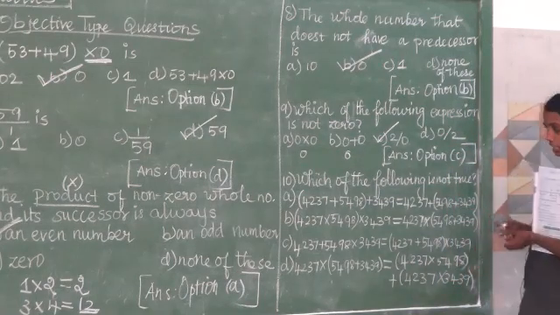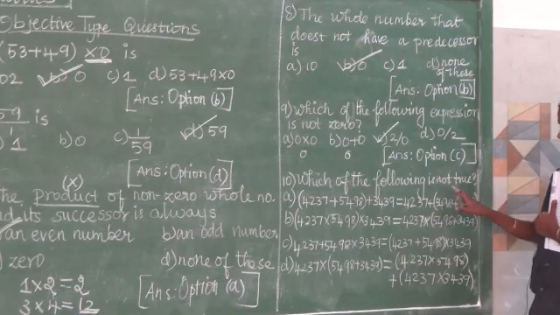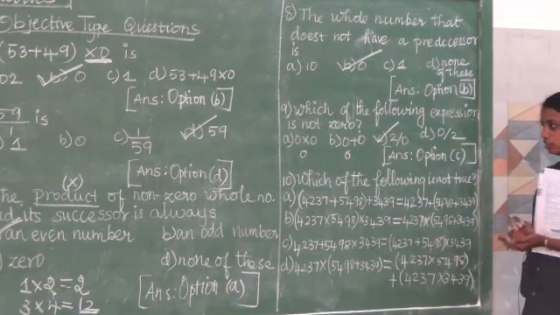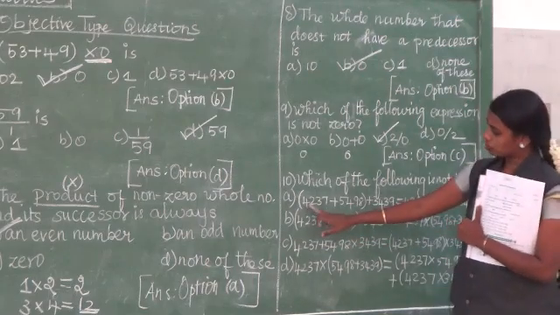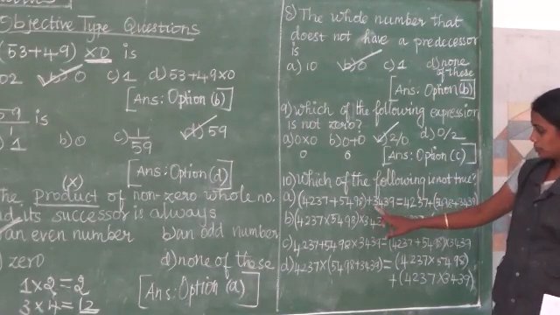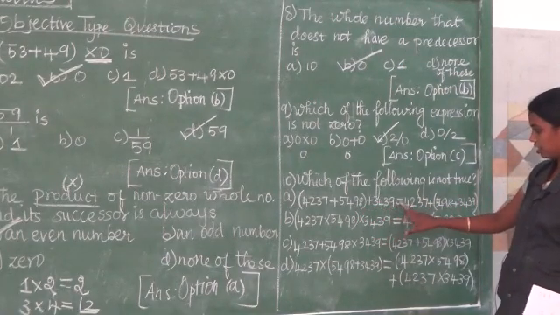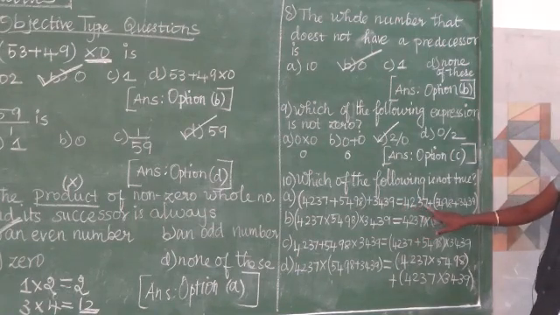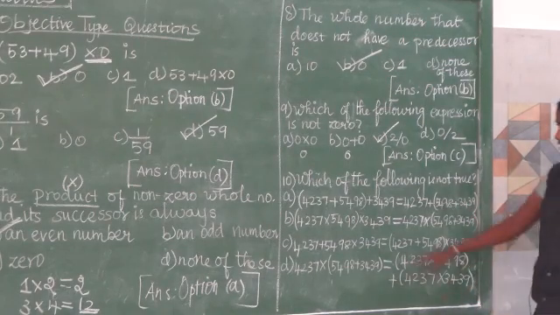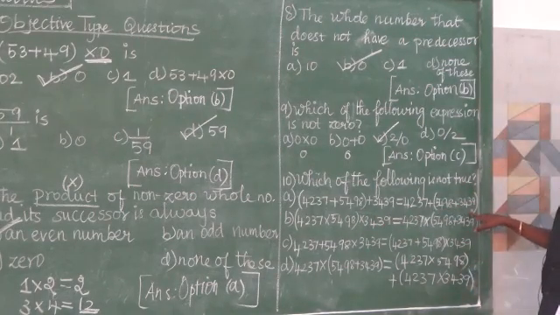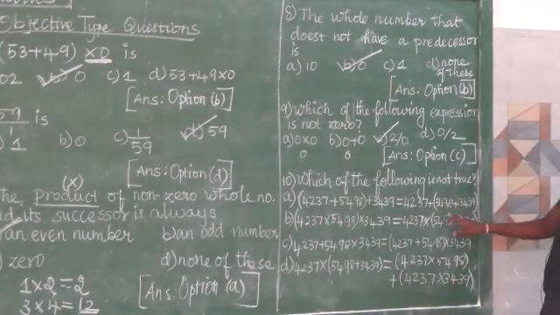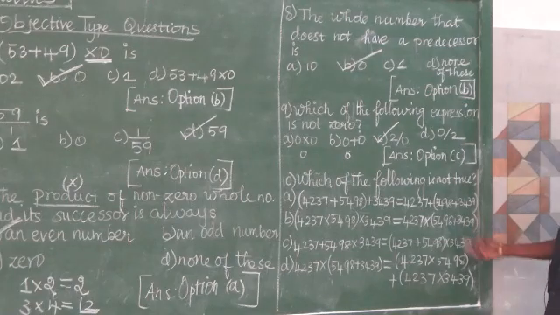Okay, next, question number 10. Which of the following is not true? From the 4 options, we are going to find out which is not true. Option A: 4,237 plus 5,498 plus 3,439. Here 3 numbers, here 3 numbers. For the first 2 numbers here a bracket, and for the last 2 numbers. So it is correct. This is the associative property.